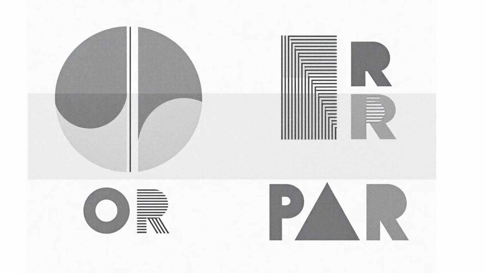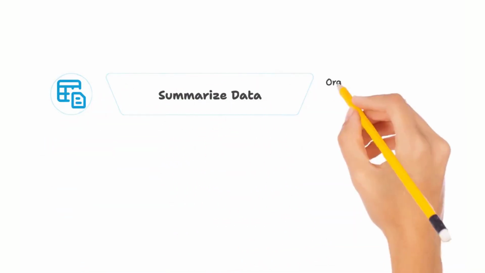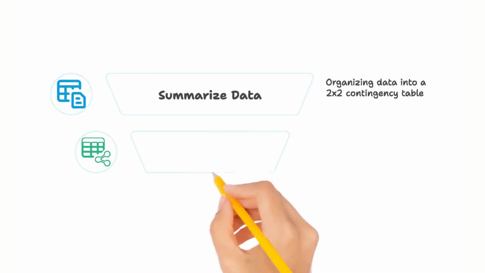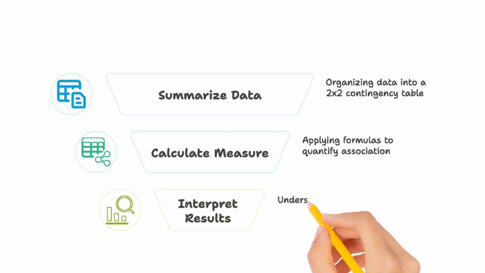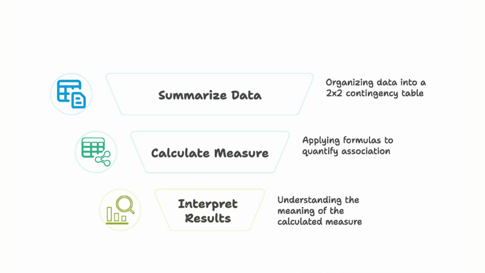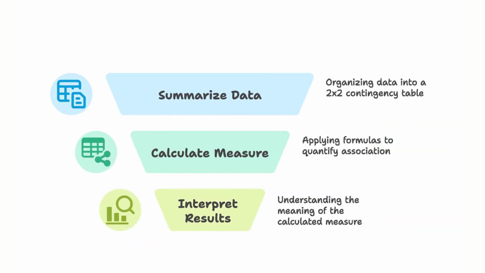Now that we know which measures of association are used in case control and cohort studies, let's dive into the calculation and interpretation. The approach is simple and follows three steps. First, we summarize the data in a 2x2 contingency table. Next, we apply the appropriate formula to calculate the measure of association. And finally, we focus on the interpretation, to understand what the number really means in terms of risk or protection.